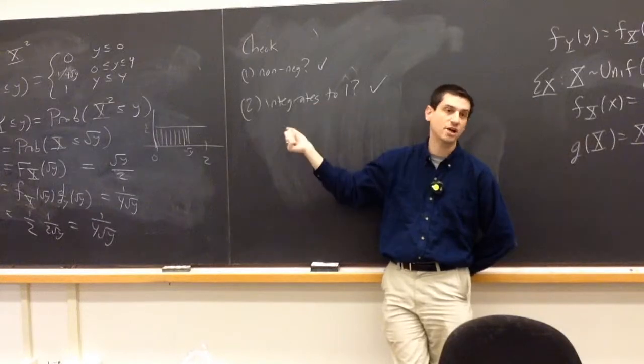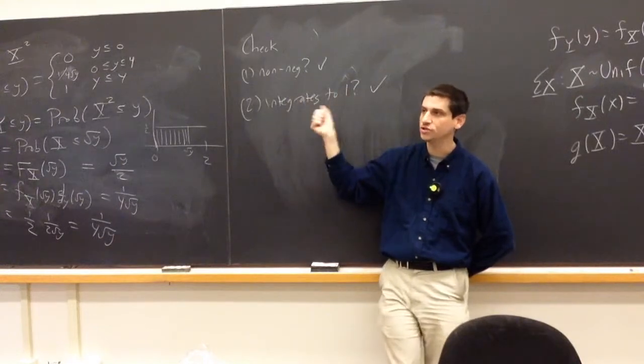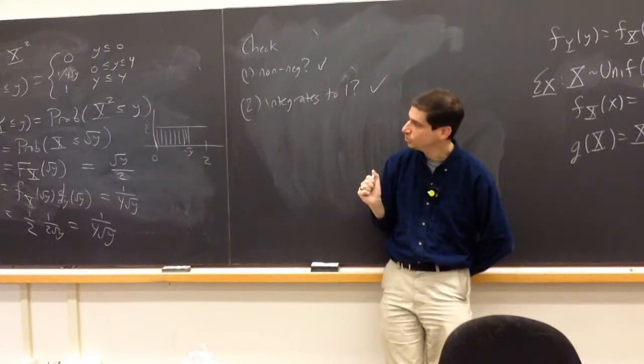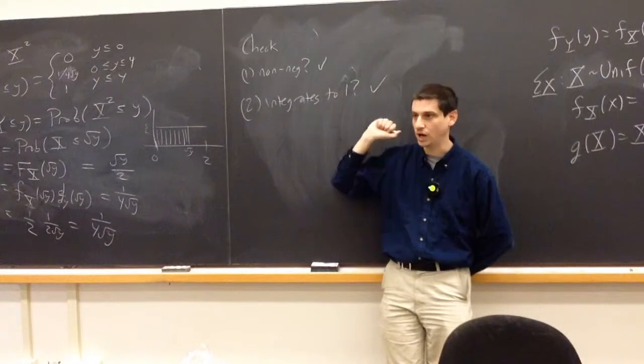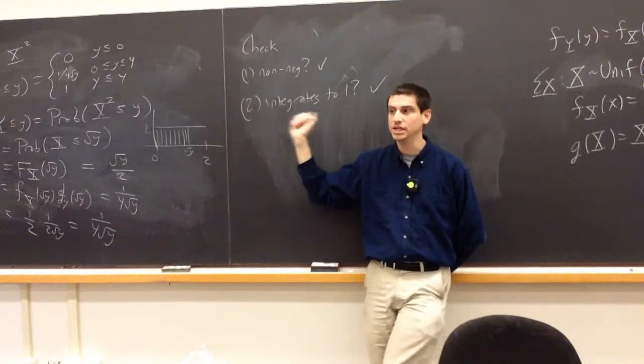If we've made an algebra mistake, the algebra mistakes have canceled. But again, whenever you do a calculation, you want to try to get a sense of whether this is reasonable or not. When I have a probability density function, it's got to be non-negative, it's got to integrate to 1. Let's check that.